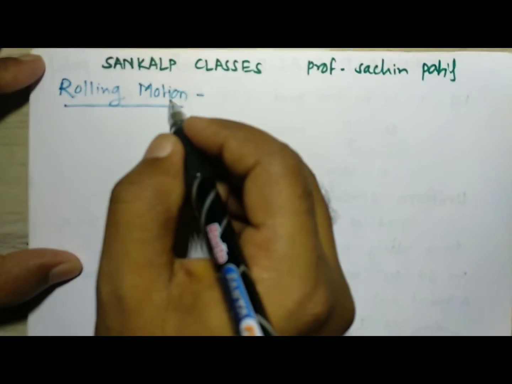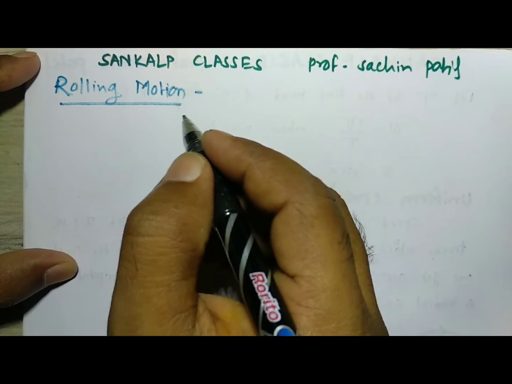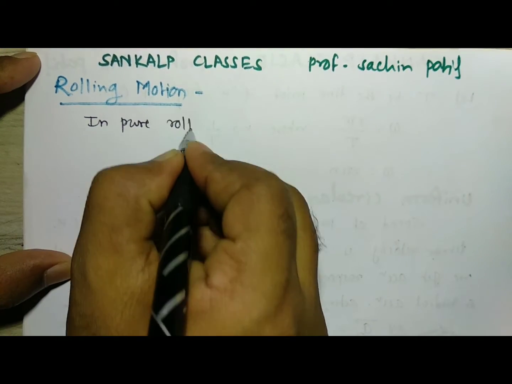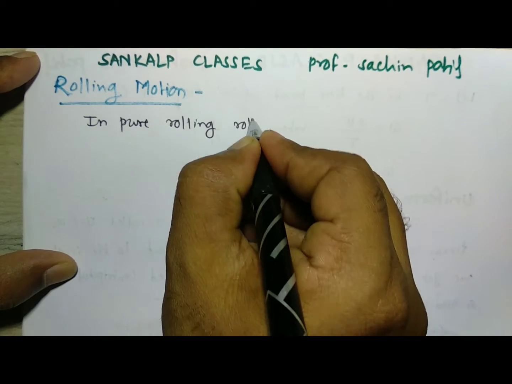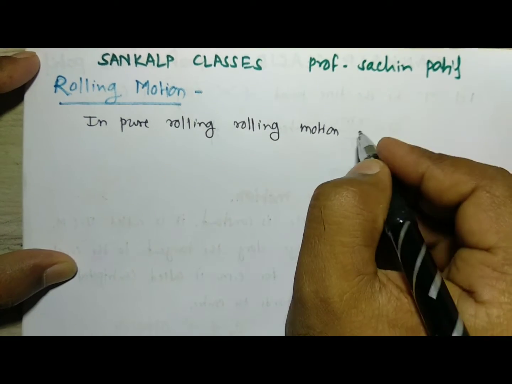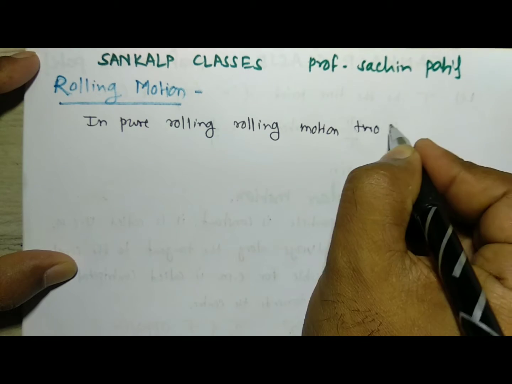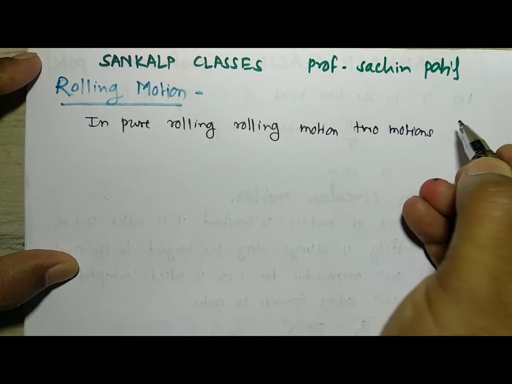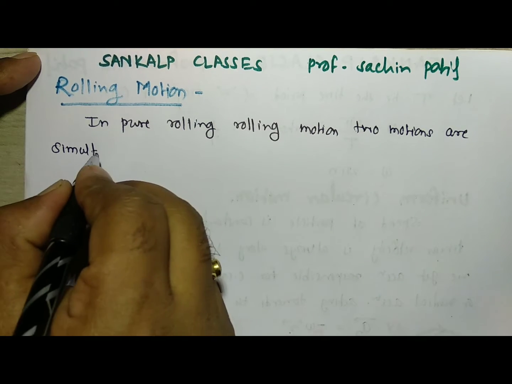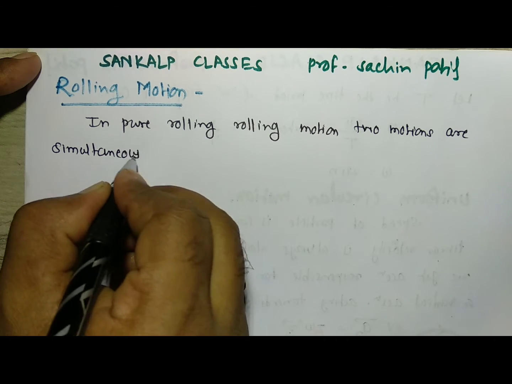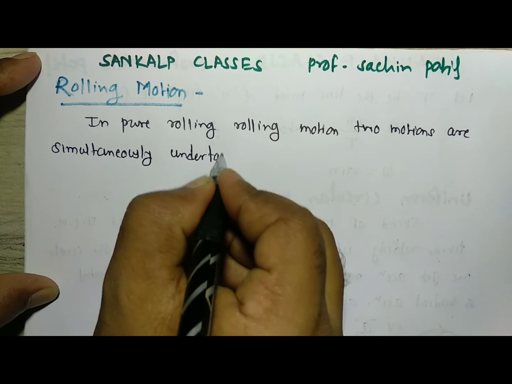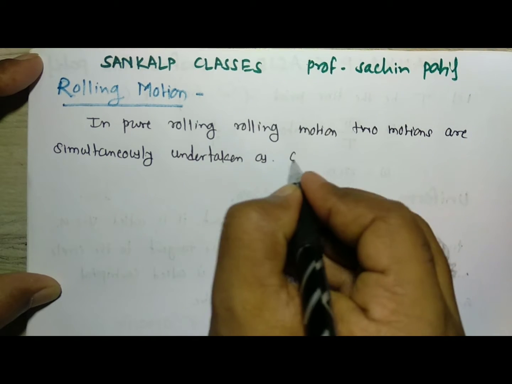Rolling motion: when any cylinder, sphere or wheel is performing a pure rolling motion, two motions are simultaneously undertaken, such as circular motion.